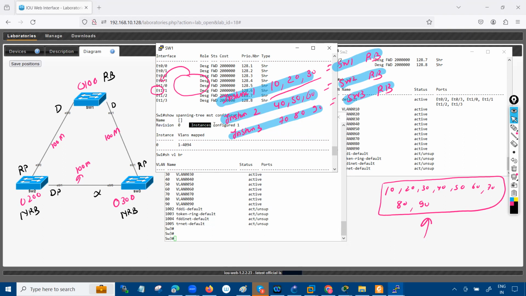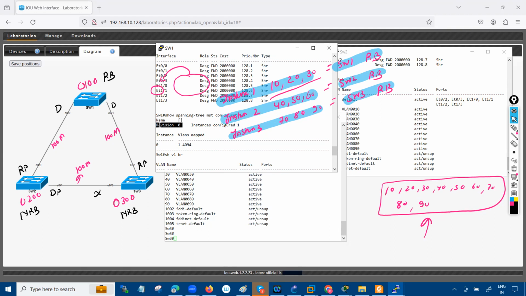Right? Instance configured means what? 1, which is the 0 instance. This revision number, don't confuse it with the configuration revision number that you have seen in the BTP protocol. The configuration revision number, the CR number in the BTP, was dynamically created. So if I create VLAN number 10, automatically what happened? The CR will be added by 1. If I create VLAN number 20, CR will be added by 1. If I create VLAN number 30, CR will be added by 1. If I delete a VLAN, CR will be added by 1.